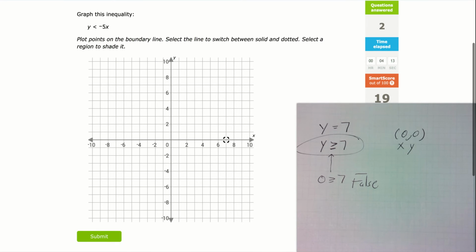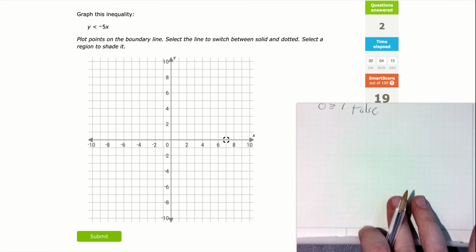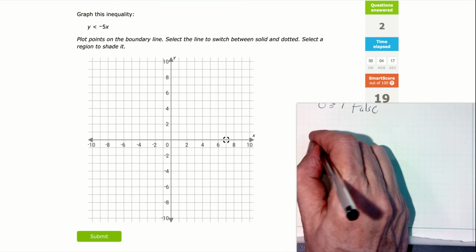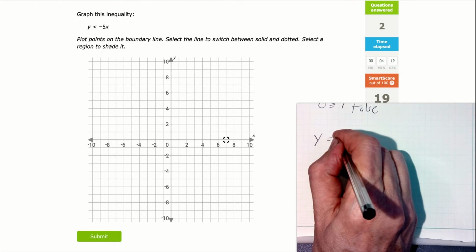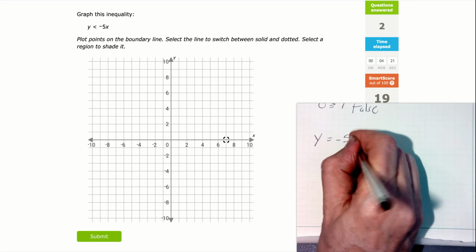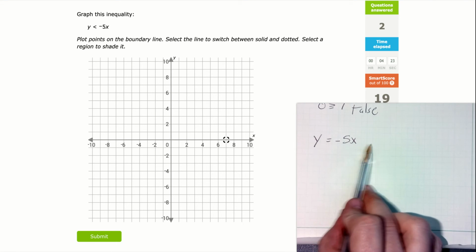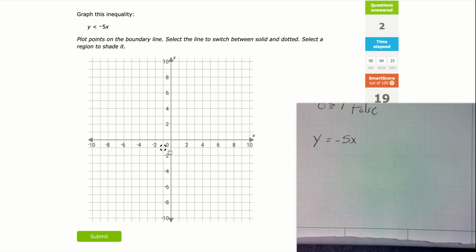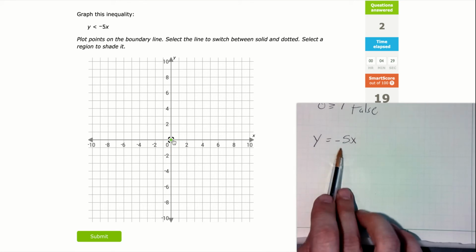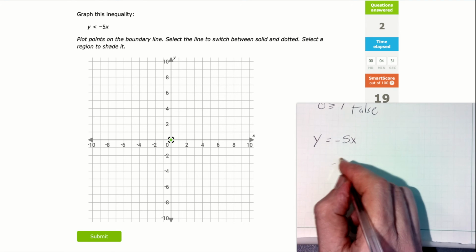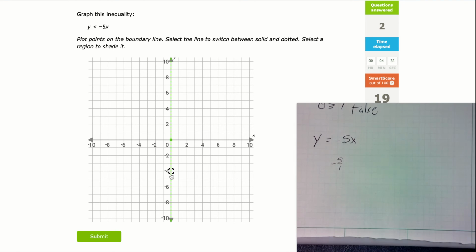Now it's moving on to a linear inequality that has an actual slope. But again, I treat it as y equals -5x. Again, there's no b value at the end, so that means my y-intercept is 0. My slope is -5/1, so I'm going to go down 5 and right 1. I'm going to click to form my line.